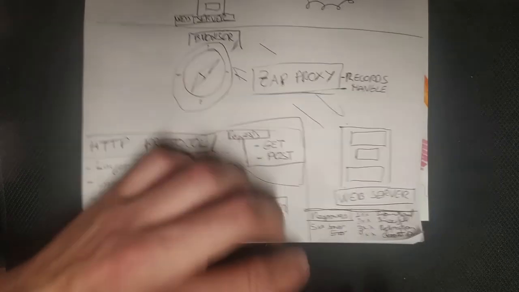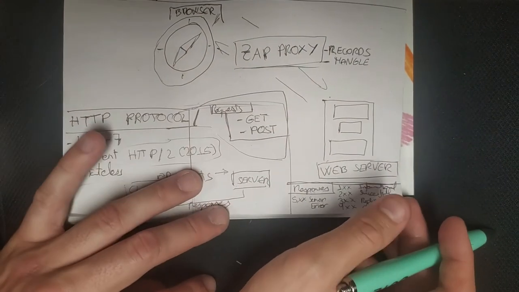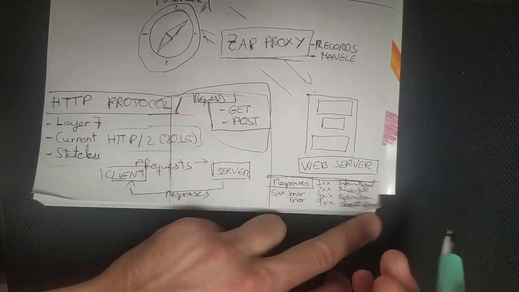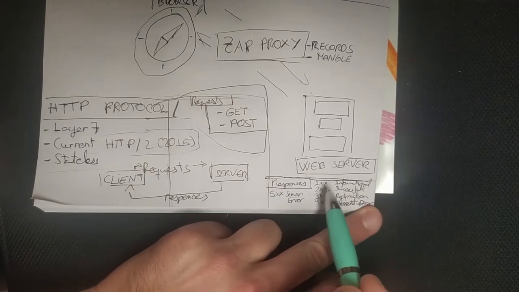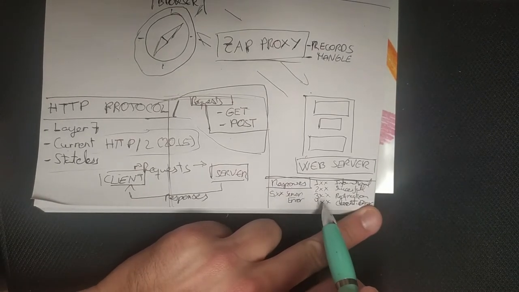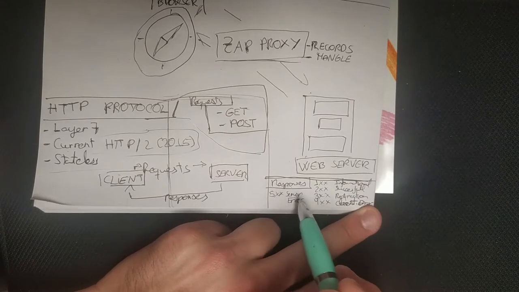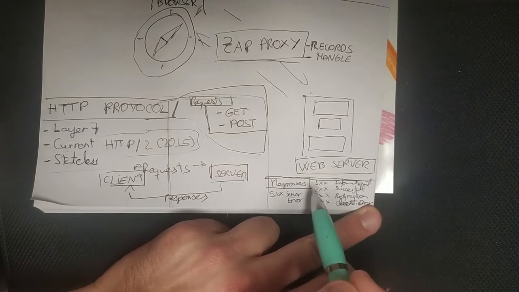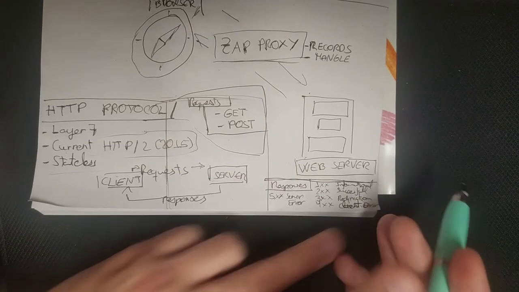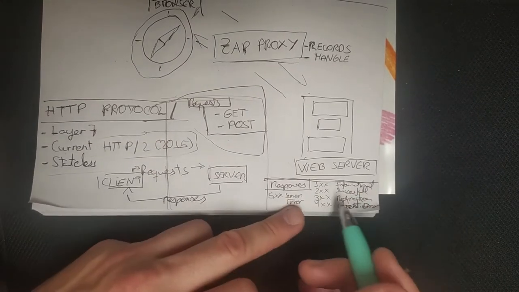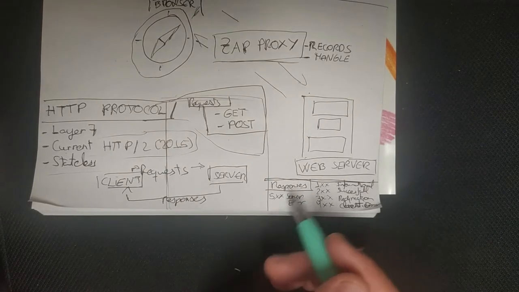Okay, responses. This is just in a nutshell, as I'm telling you, and if you're interested in this, you should check it yourselves, guys. They are classified into five groups of responses. You get more than 100 codes, but functionally they are categorized in these five types.